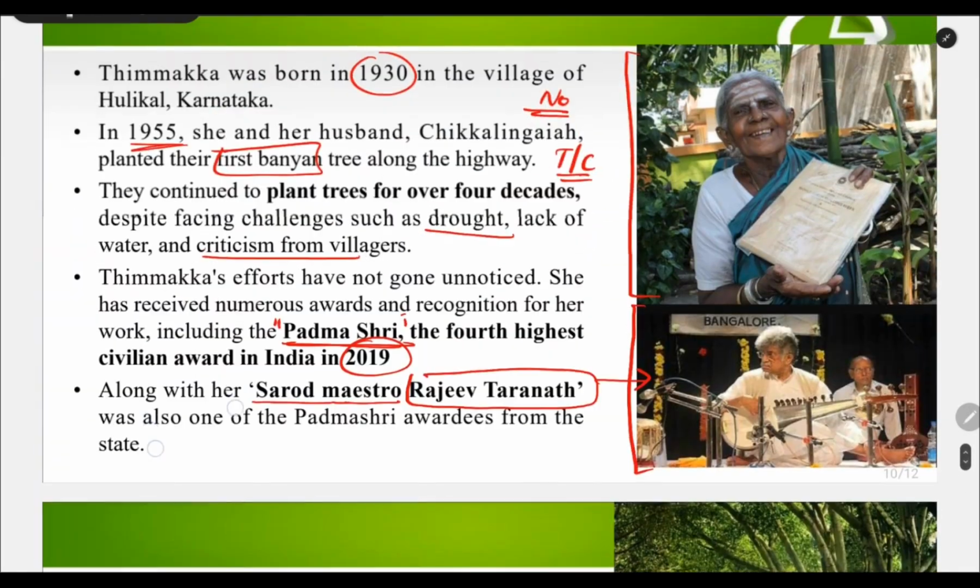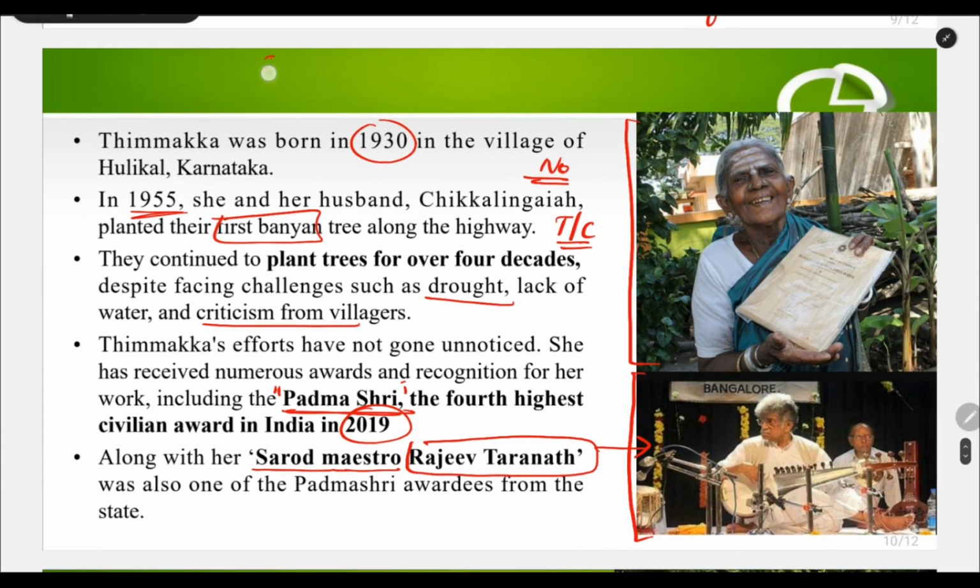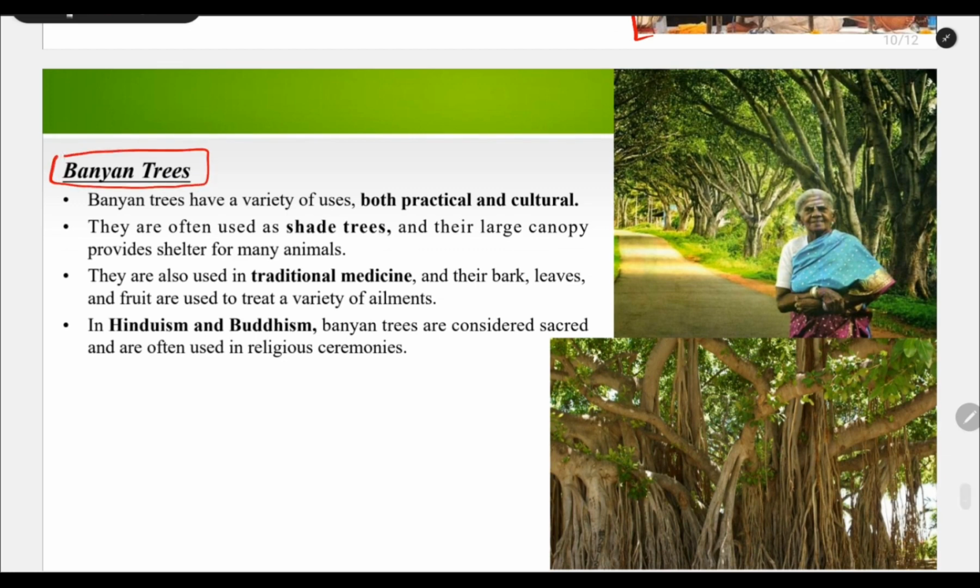So in the examination, there might be possibilities. They might ask, in the year 2019, which two personalities from Karnataka received the Padma Shri Award. Okay, you should be able to write Thimmakka and Rajeev Taranath. Let us know about the banyan tree. It has a variety of uses, both from a practical and cultural point of view.